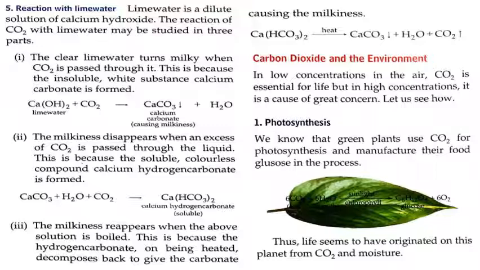Firstly, we will see how it helps in photosynthesis. We know that green plants use carbon dioxide for photosynthesis and manufacture their food, glucose, in the process. This we all know, we have studied it in many classes. Thus, life seems to have originated on this planet from carbon dioxide and moisture. The reaction over here is not very visible. Please see it in your book.